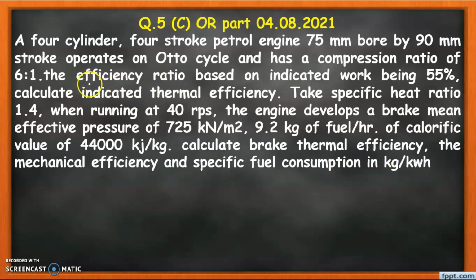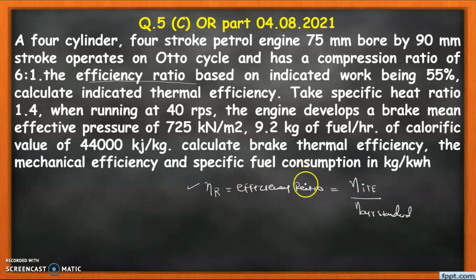The new term given in this numerical is the efficiency ratio. Efficiency ratio is generally defined as the ratio of the indicated thermal efficiency to the air standard efficiency. Sometimes we also know this term as the relative efficiency. So I want to emphasize that the relative efficiency or the efficiency ratio is the indicated thermal efficiency upon the air standard efficiency. This is a very important term, and based on it we can solve this numerical. So first we write the given data.